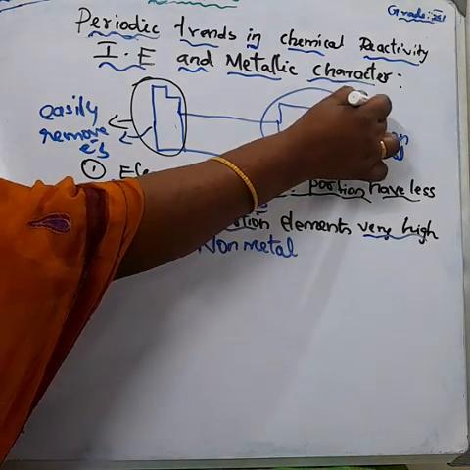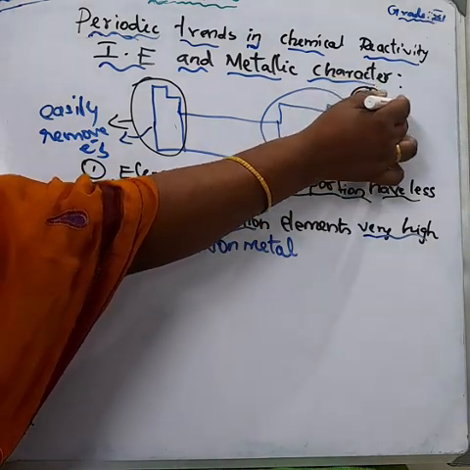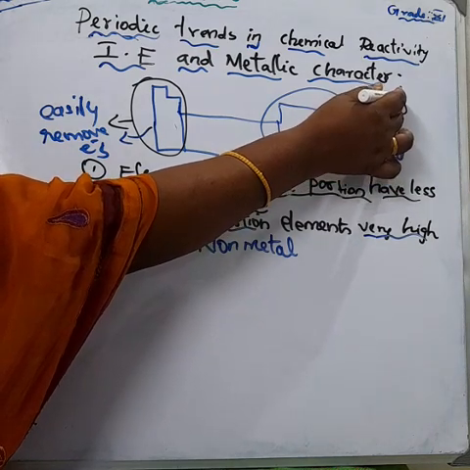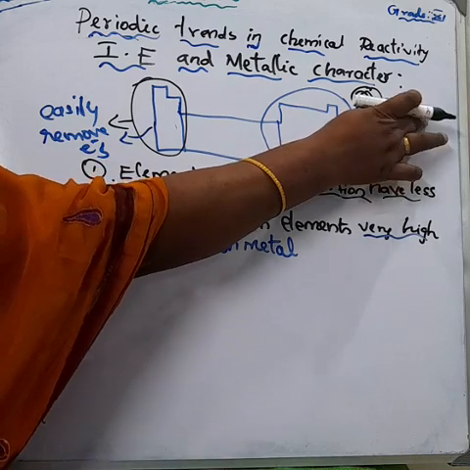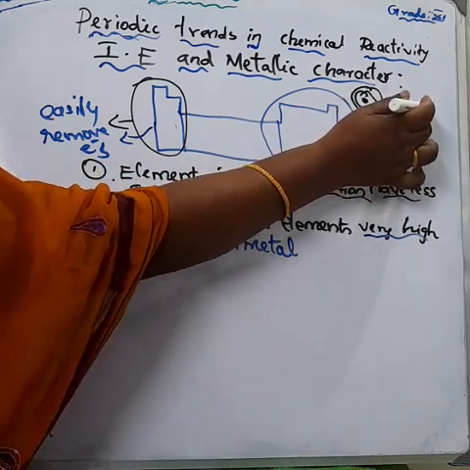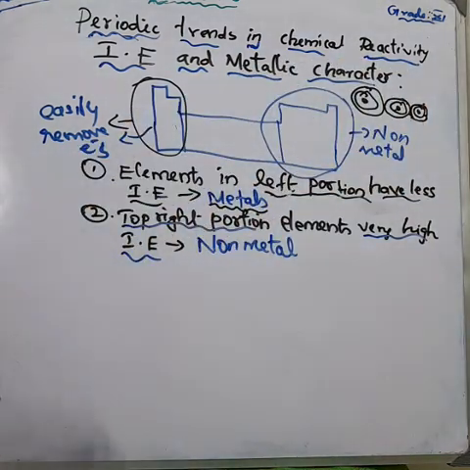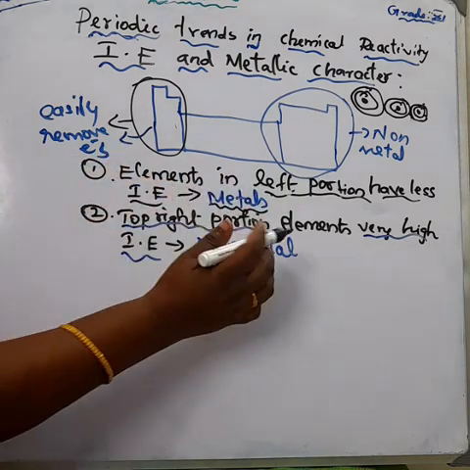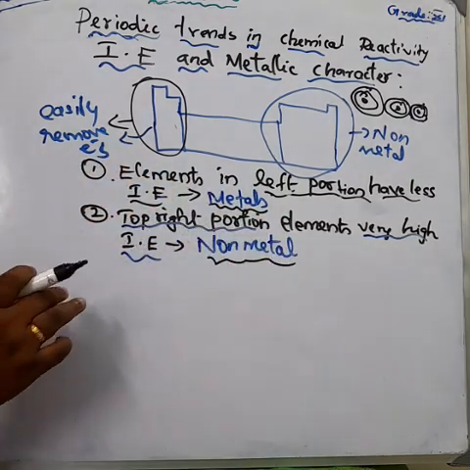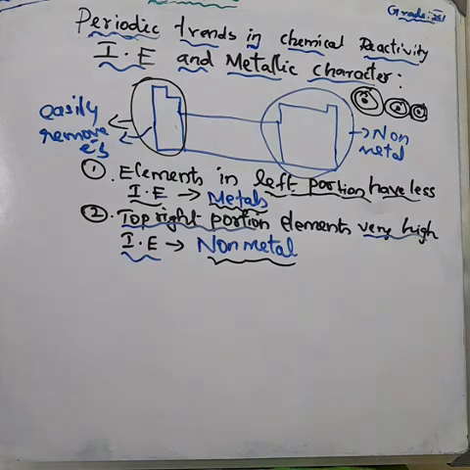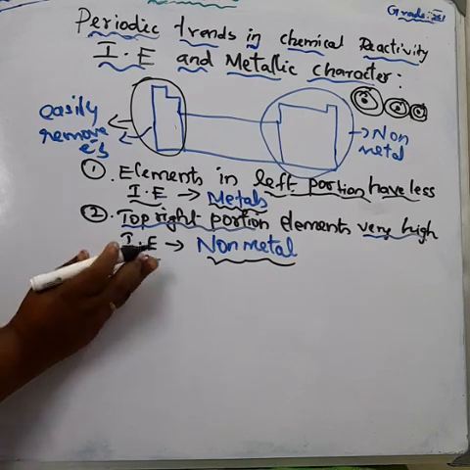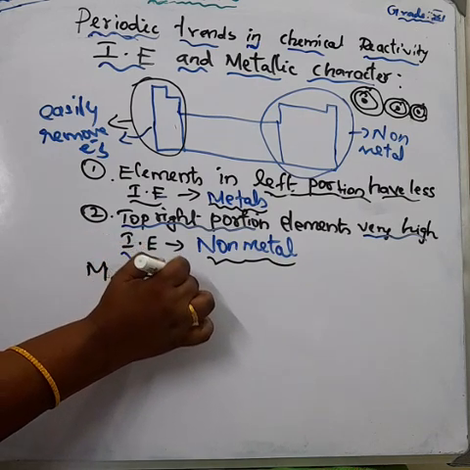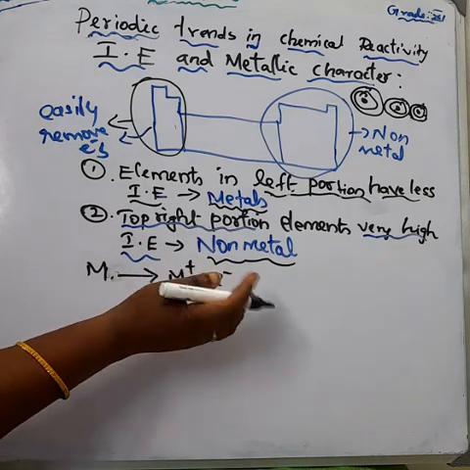Okay, it is difficult to remove the electrons in the outermost shell. So we have to give more energy to remove the electrons. So ionization energy is high, which means the elements are non-metallic in nature. When elements easily lose electrons, we call them metals. When elements cannot easily lose electrons, we call them non-metals.